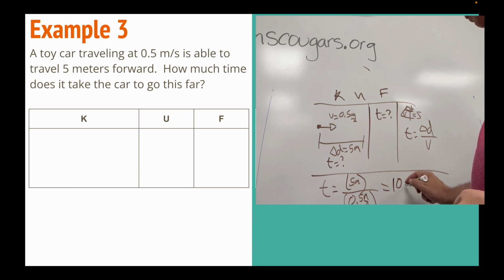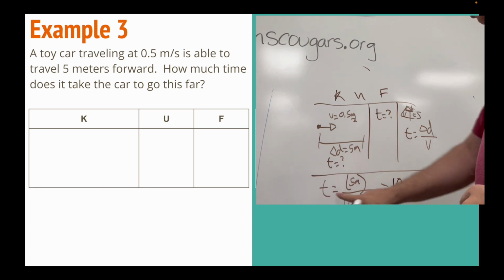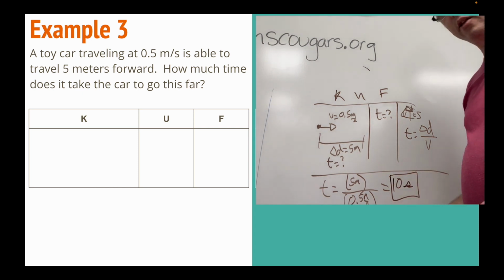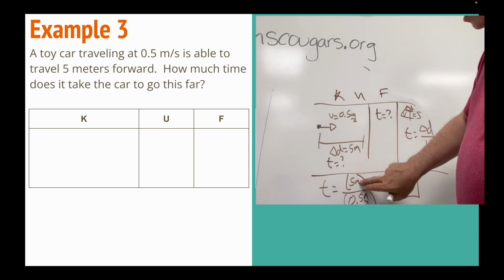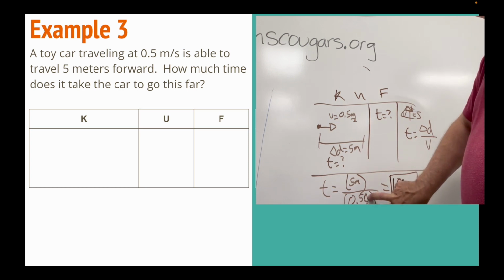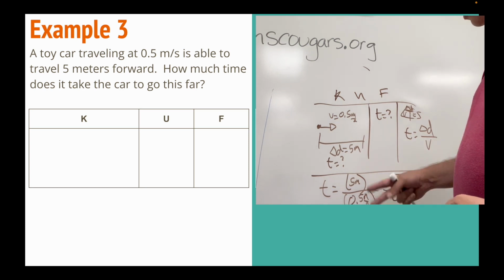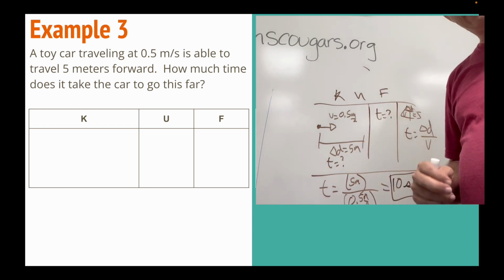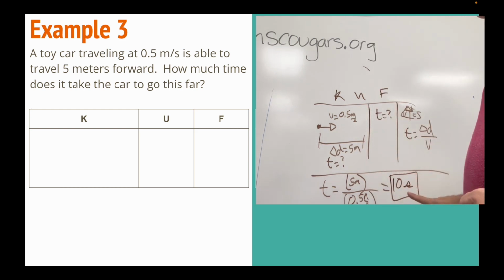It is 10. What are the units for time? Time is measured in seconds, so it should be 10 seconds. Now, mathematically, what's happening? We're dividing by a fraction with our units, so if we multiply times the reciprocal, meters cancel, and we're left with seconds. If you want me to really explain how that is and much slower, you can come see me in tutorial time. But we're measuring time, so the answer is measured in seconds.